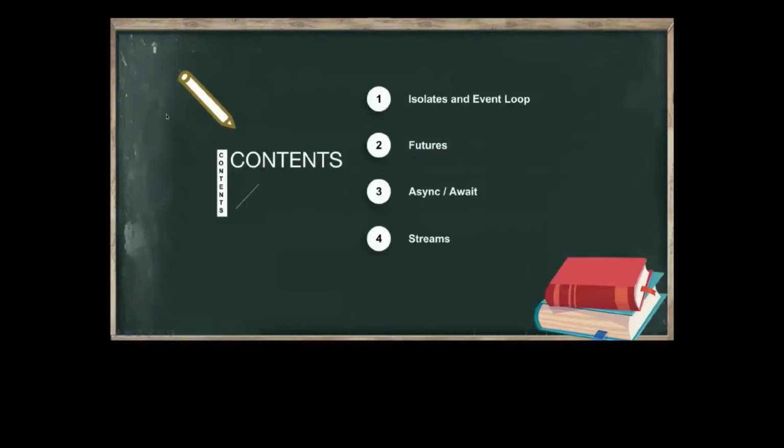So there are quite a number of topics that we need to cover: isolates, event loops, futures, async, await, and streams. I don't know if they're in that order specifically, but I think stream comes before async await. Just a matter of semantics.